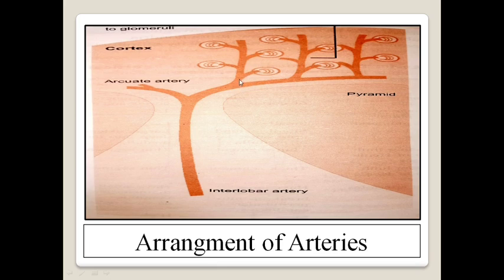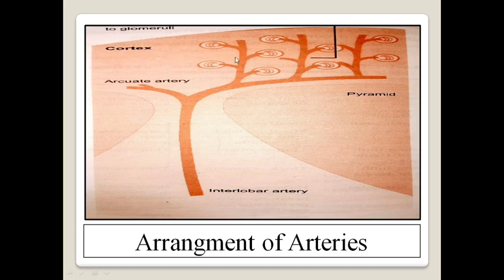So when they run from here to here, they penetrate the renal cortex and divide this renal cortex into the lobules. That's why these are called the interlobular arteries, because these arteries are present in between the two lobules, not the lobes. Lobes are here. So that is the interlobar artery. These are the interlobular arteries because they divide the cortex into the small lobules. Clear?